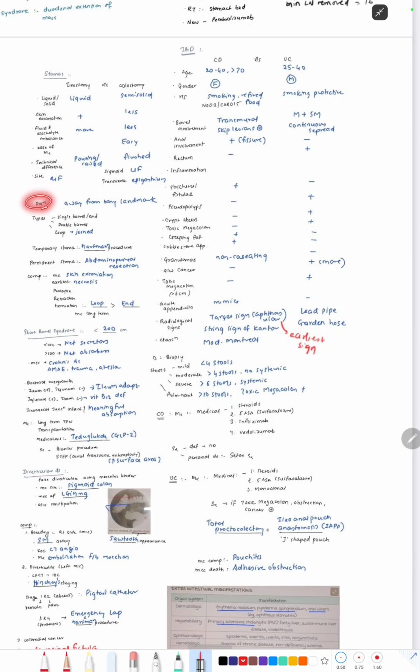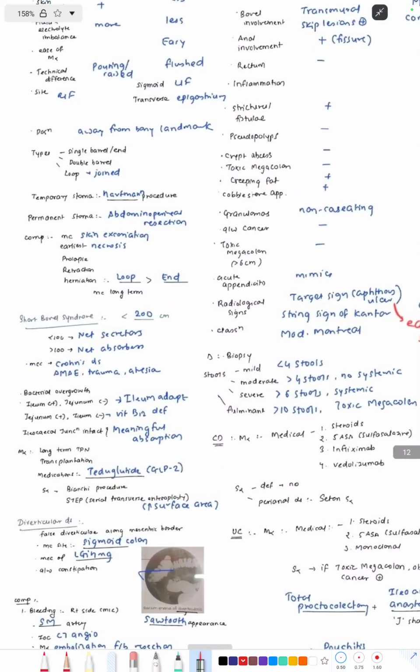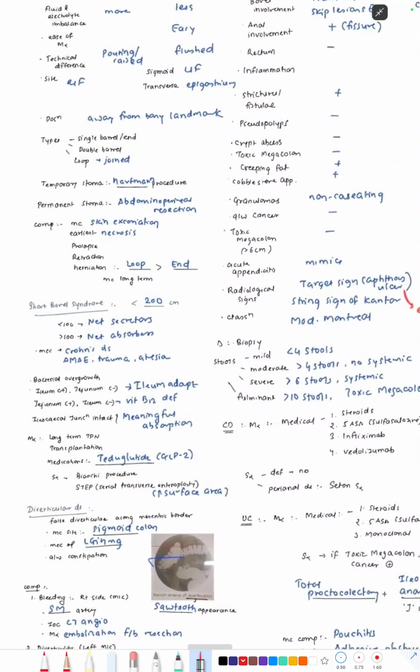Then position, it should be away from the bony landmark. Then the types, it's a single barrel or end colostomy. Then there is double barrel or loop, wherein the two ends are joined to each other. Then temporary stoma formation is seen in Hartmann's procedure, wherein after 6 to 8 weeks the operation is done again. Then permanent stoma formation is done in APR, that is abdominoperineal resection.